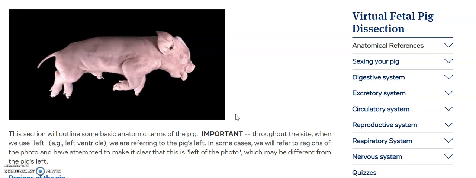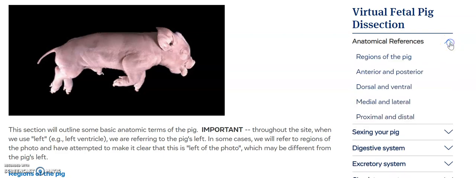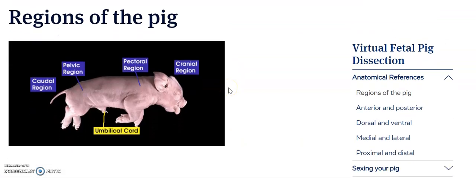So we're going to go over basic anatomical terminology, different words that are related to anatomy that might help you in understanding what they're talking about with the body systems. So here's a picture of a fetal pig. We're going to go over the different regions that they might describe. If you're following along on the page, you can click the down arrow for anatomical references and then click on regions of the pig. Then it'll show you here.